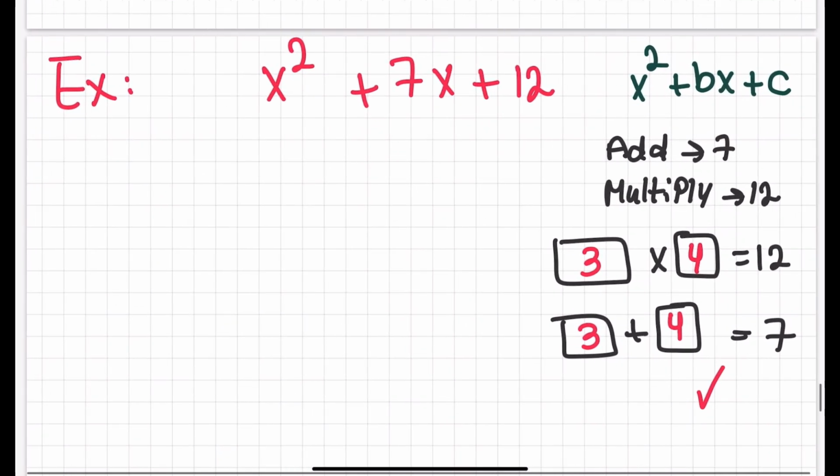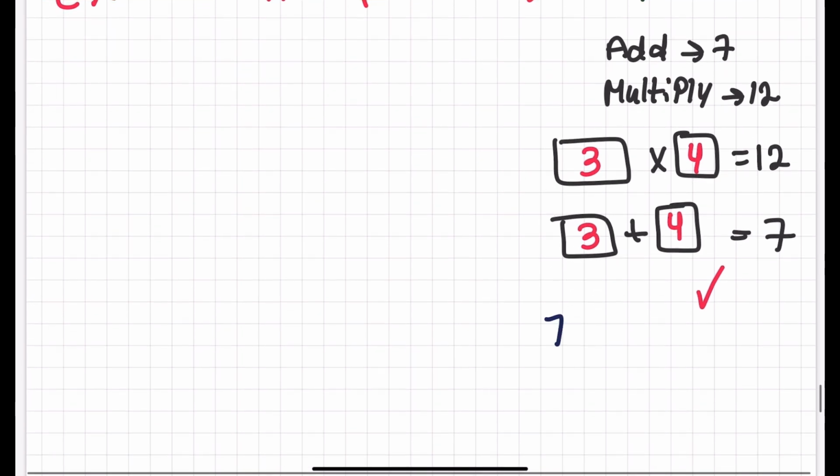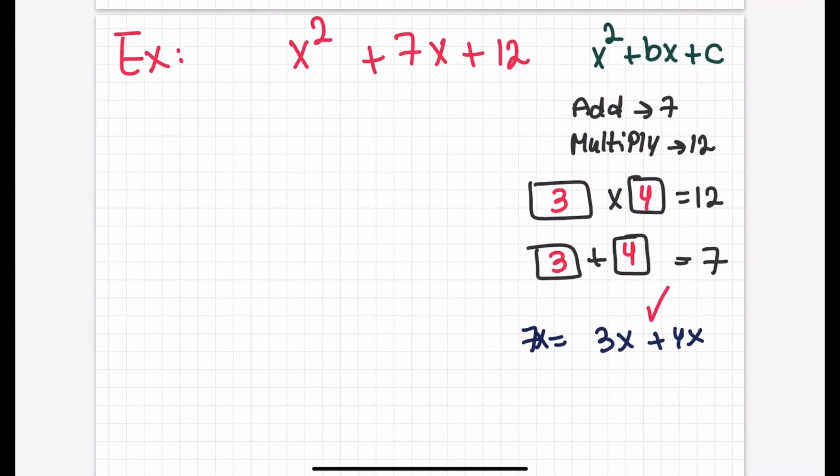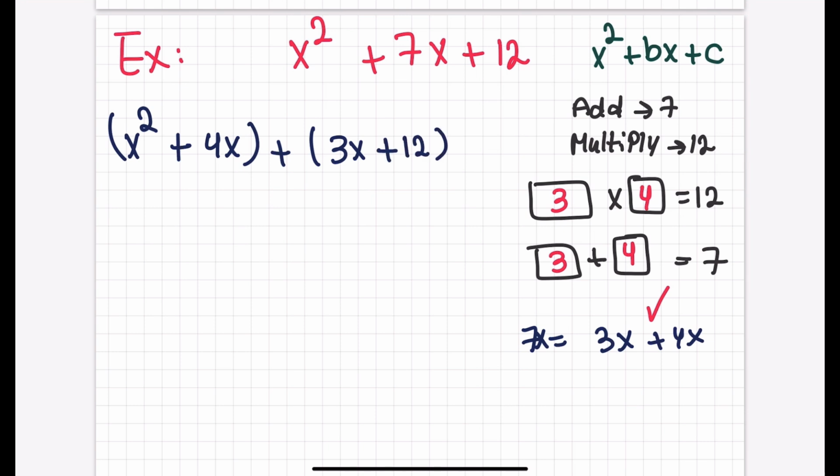So what I'm gonna write down, instead of 7x, keep in mind, I'm gonna write down 3x plus 4x. And when I want to regroup it, well, 12 is the multiple of both 3 and 4. I'm gonna put 3 here, and then 4x here. So to regroup it, I'm gonna write down x squared plus 4x bracket, plus 3x plus 12.